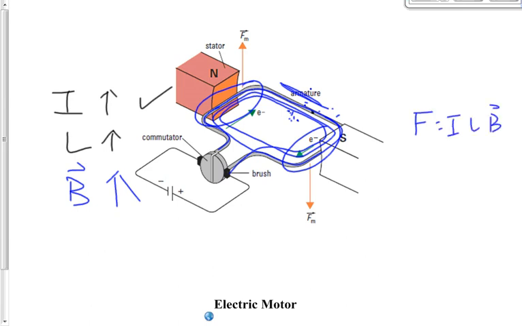The magnetic force on a wire is I times L times B. Increase any one of these three or combinations of them, and you're going to increase the magnetic force. Make sense?